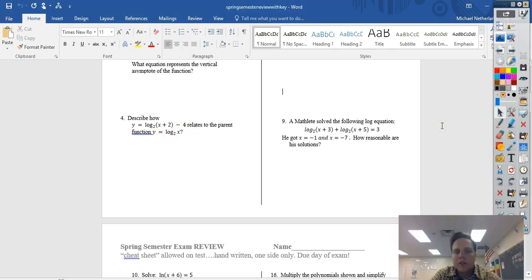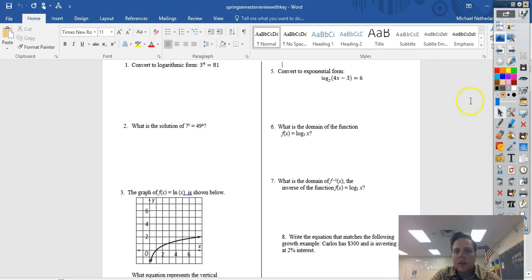Okay? Let's go back up to problem number 5. Convert to exponential form. Okay, so it's in log form right now. I just want to convert to exponential form. It doesn't say solve, it just says convert. So the base is your base, so you say 2. You take this side, it becomes your exponent, is equal to what's inside the log, which is 4x minus 3. And that's all we got to do.